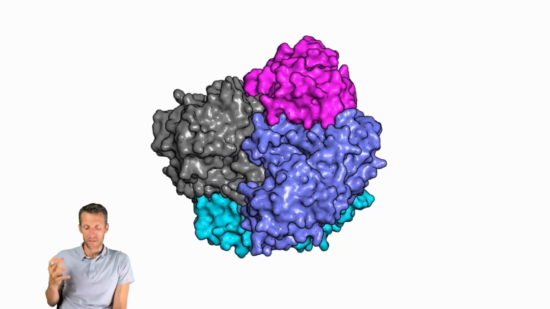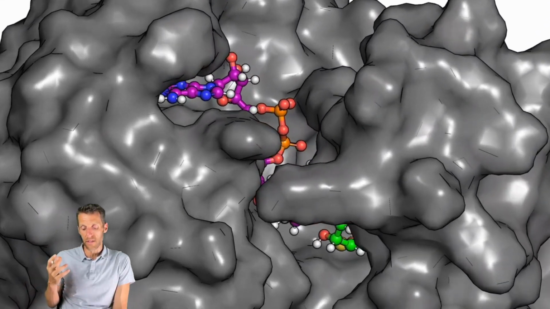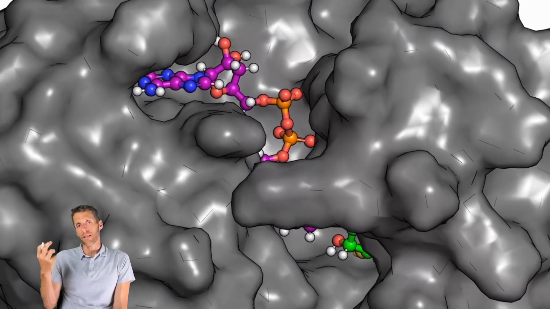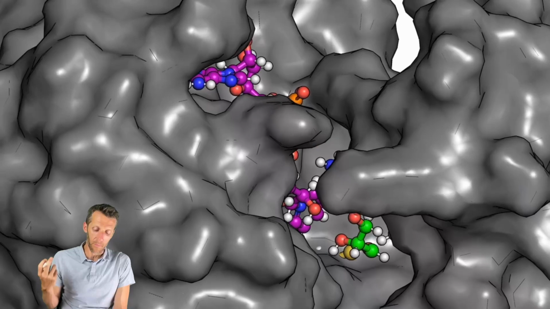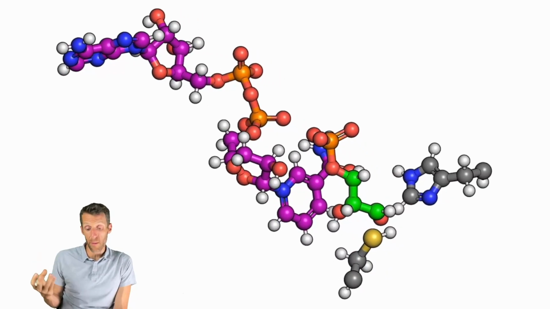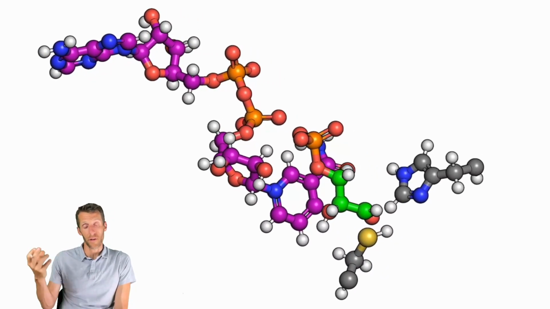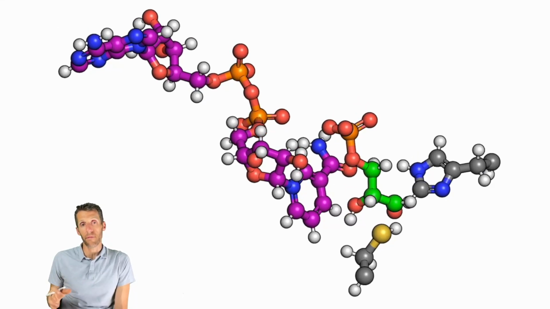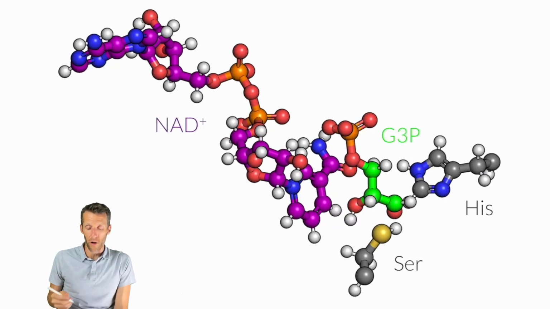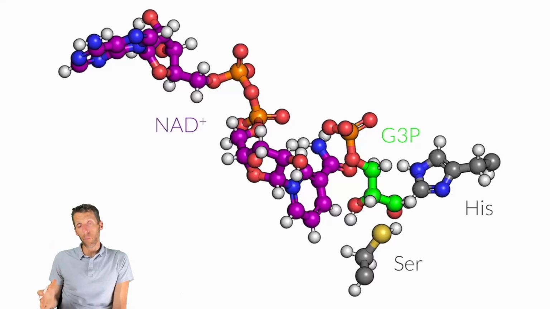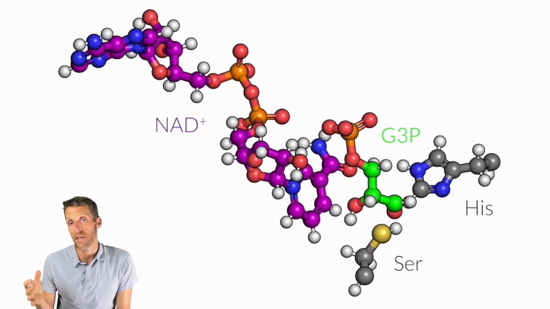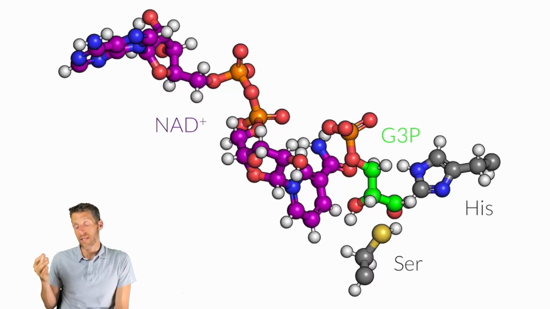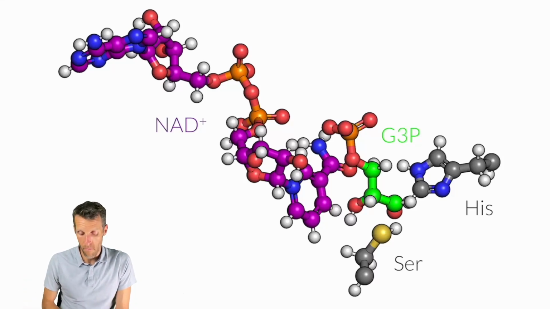So we're sort of rotating around so you can see how deeply buried this is. Hopefully you really appreciate that. This is deep inside a hydrophobic pocket, moved away from water, which enables the chemistry to happen without all kinds of interference from water. You'll notice that we've got a subset of residues labeled here. The NAD plus is in purple. The glyceraldehyde 3-phosphate is in green. Then we have an active site serine and an active site histidine that all participate in this chemistry.